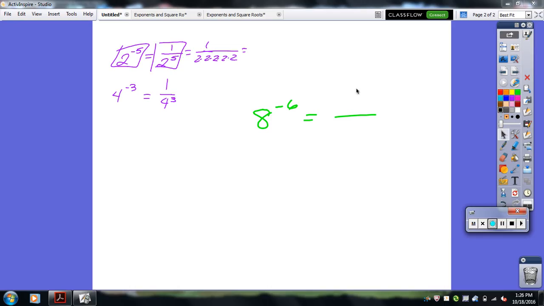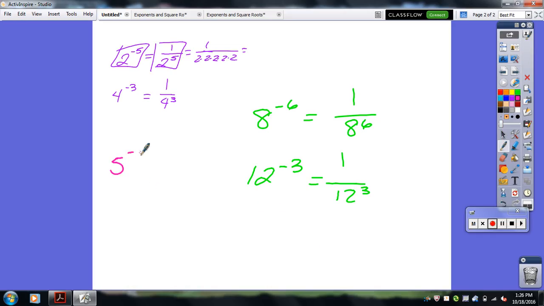This one is 1 over 8 to the positive 6. Let's do another one. 12 to the negative 3. Go ahead and do that one. This one would be 1 over 12 to the positive 3. Let's do one last one. Go ahead and do that pink one. This would be 1 over 5 to the positive 4.